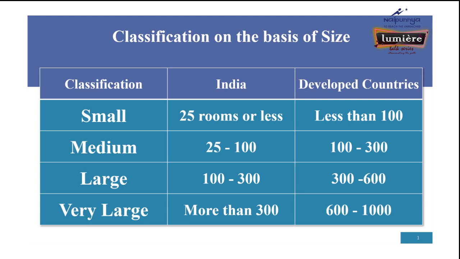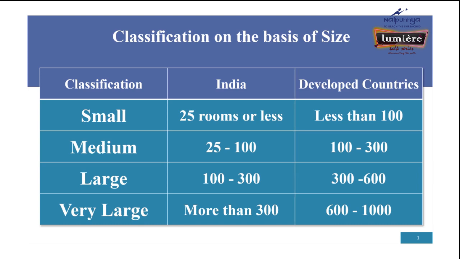If a hotel has 25 to 100 rooms, it is considered a medium hotel in India, and if it is 100 to 300, it is considered a medium hotel in developed countries. A hotel with 100 to 300 rooms is considered a large hotel, and in developed countries, it varies from 300 to 600. If a hotel has more than 300 rooms, that is considered a very large hotel in India. If it is between 600 and 1000, that is considered a very large hotel in developed countries.